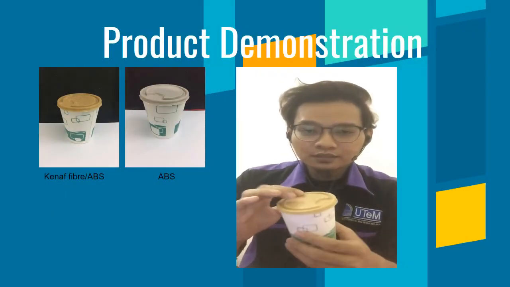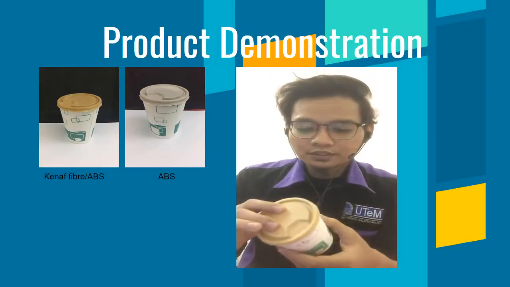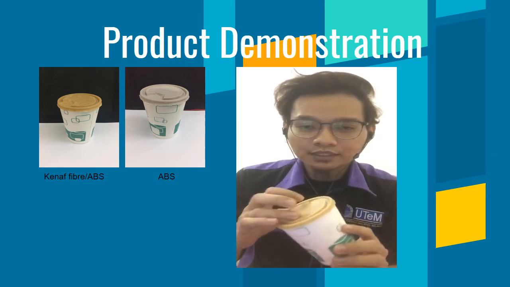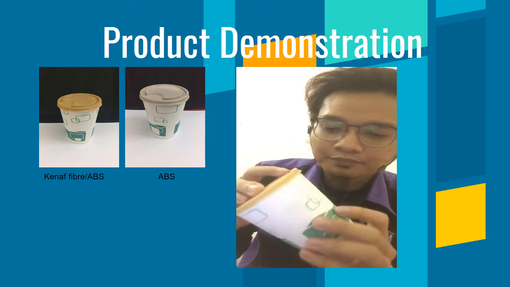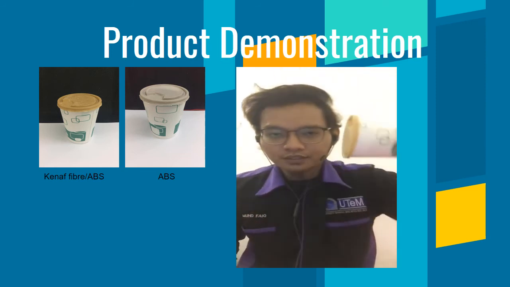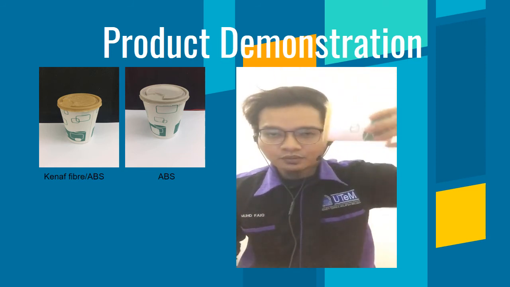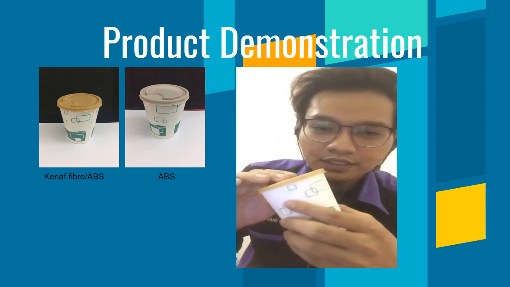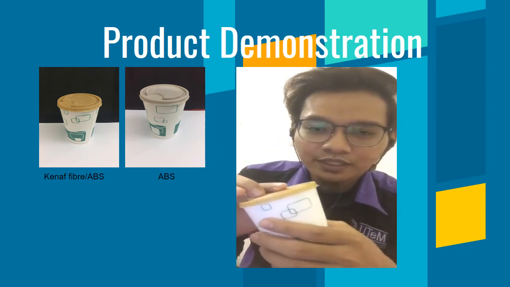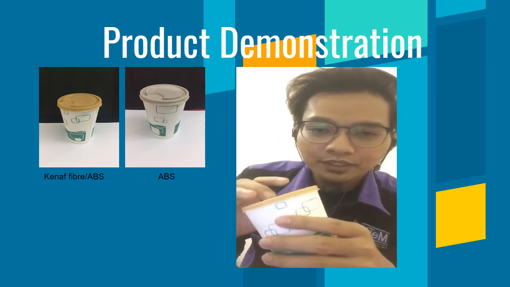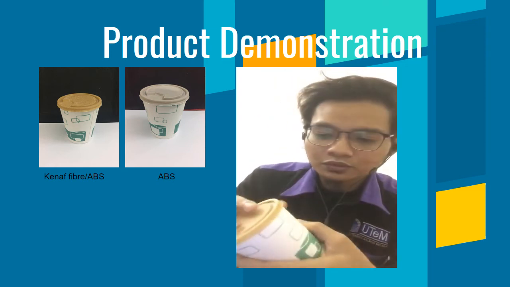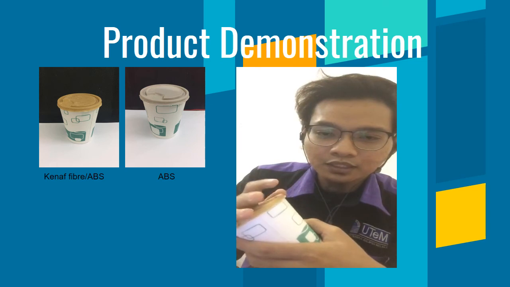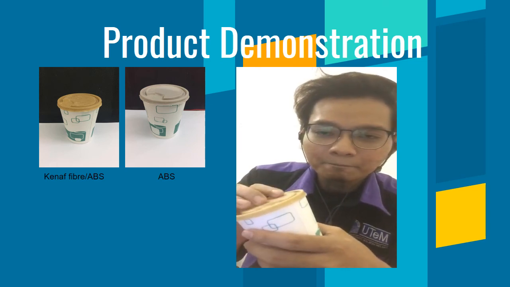Okay, this is an example of our product, which is the kenaf fiber ABS cup lid. We use it together with the paper cup. But development or improvement needs to be done on this cup lid because it is still in the early phase, so it cannot grip the cup too tightly.